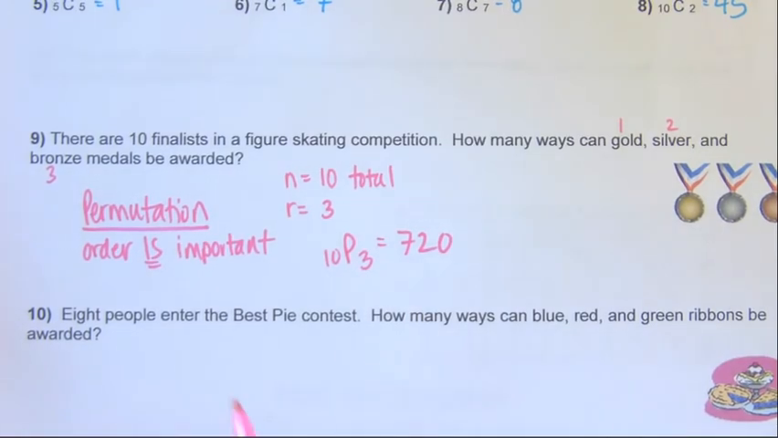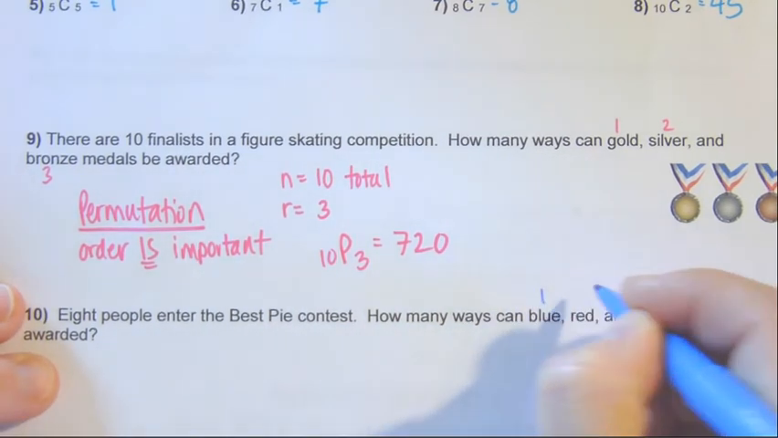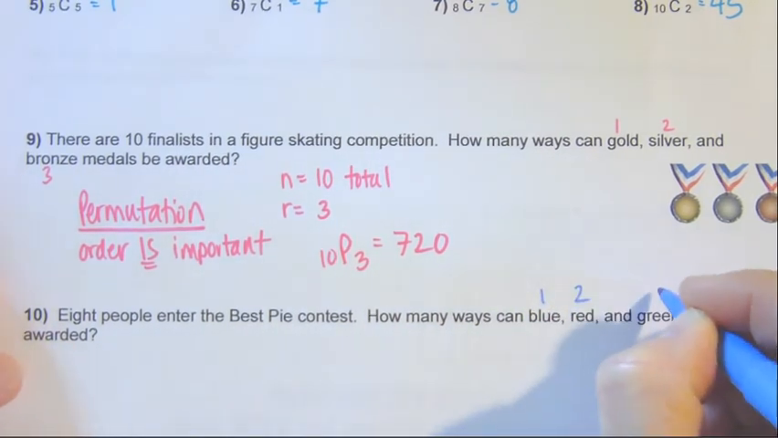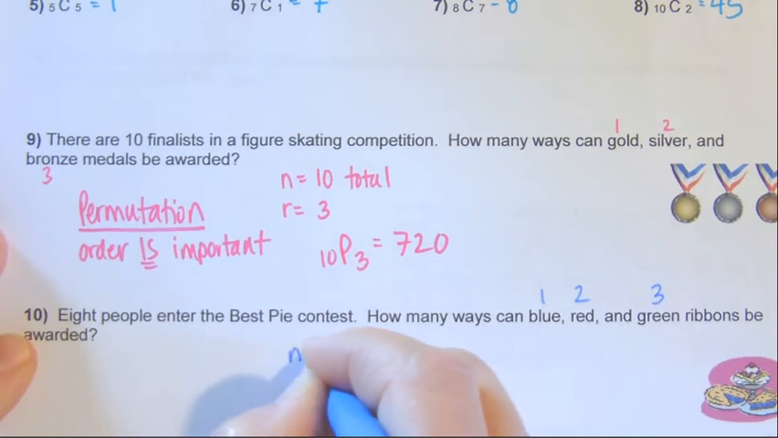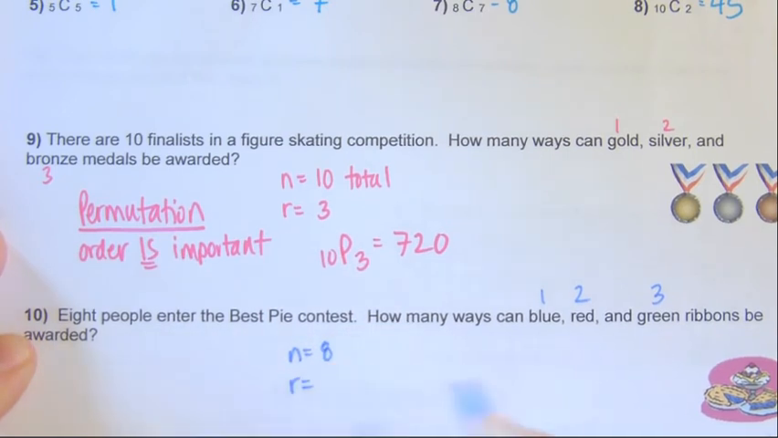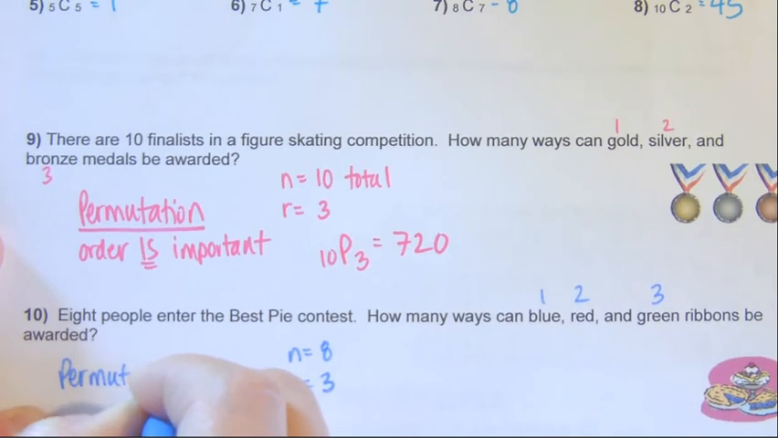All right, this one. 8 people are in a best pie contest. How many ways can blue, red, and green ribbons be awarded? Again, a blue ribbon is different than a red ribbon, is different than a green ribbon. So this time we have N is 8. I want 3 again here. And this is a permutation again, because the order is important.